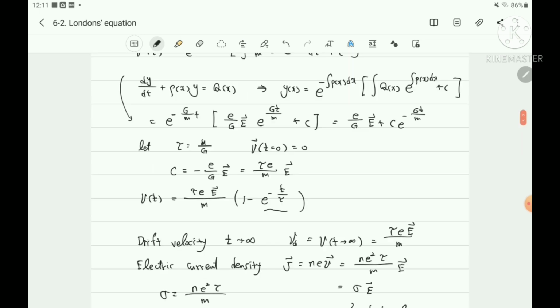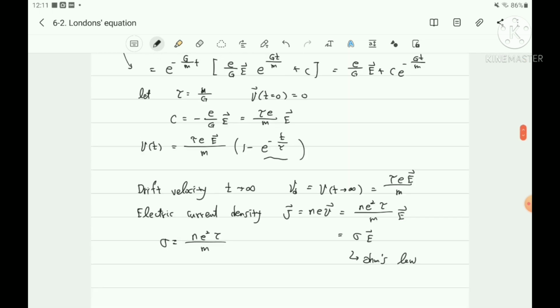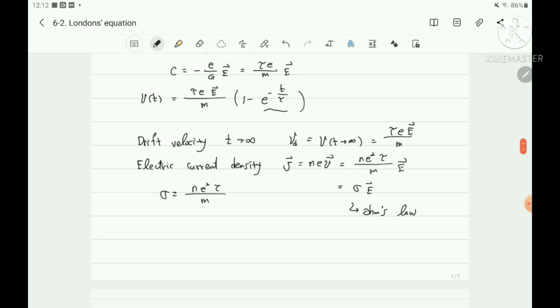Therefore, Ohm's law in terms of the Drude model is about the scattering of electrons. The scattering of electrons induces the drag force, retarding the drift velocity. And when we apply the electric field, electron acceleration is limited by the drag force. That is the result for the Drude model.